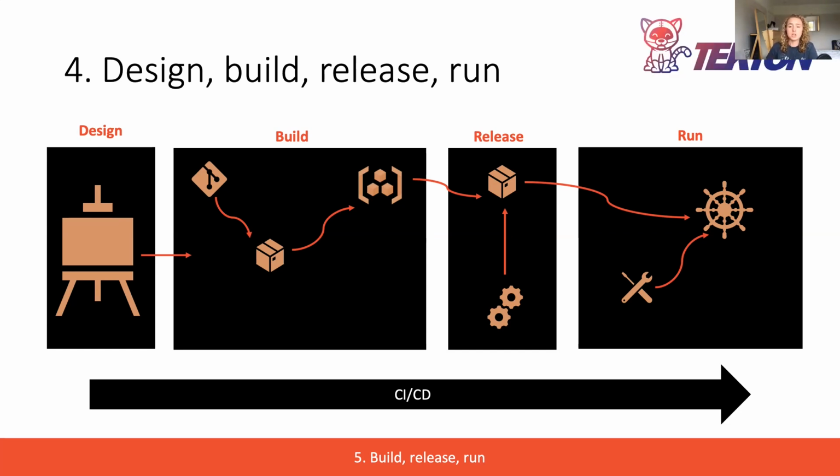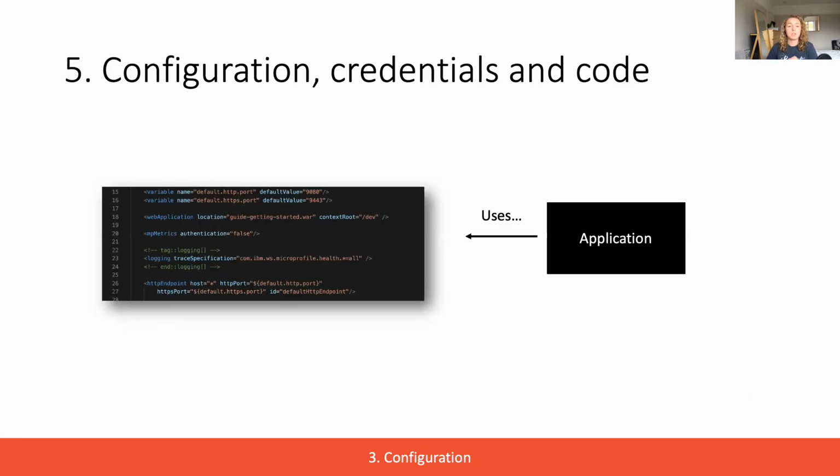How can we achieve this? Well, you might want to consider using a CI/CD pipeline, something like Tekton, to make this continuation along the process a little bit easier. The fifth factor is configuration, credentials, and code. Now, this one is very similar to the original factor, configuration, but as you can see, we've now explicitly stated that we're also considering credentials and code within this as well.